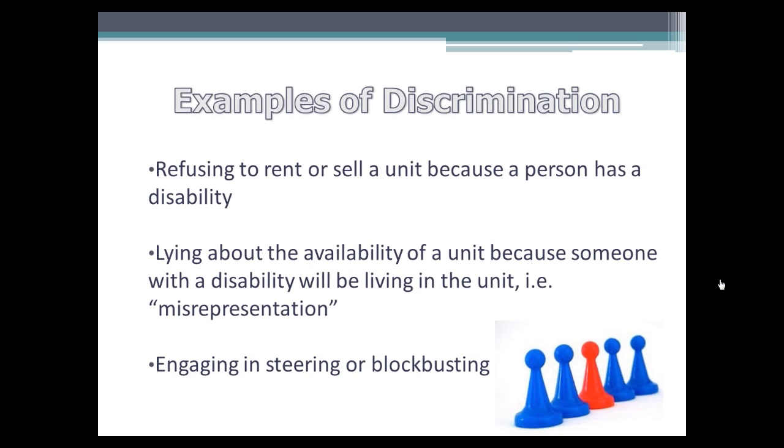into the neighborhood. As you can see from these examples, to have a discrimination case, a person must allege that they were harmed in a real estate transaction because of their protected class, whether it be disability or another protected class. So to have discrimination that's unlawful, you have a person who was harmed, they are a member of a protected class, and they believe that the harm occurred because of their protected class.